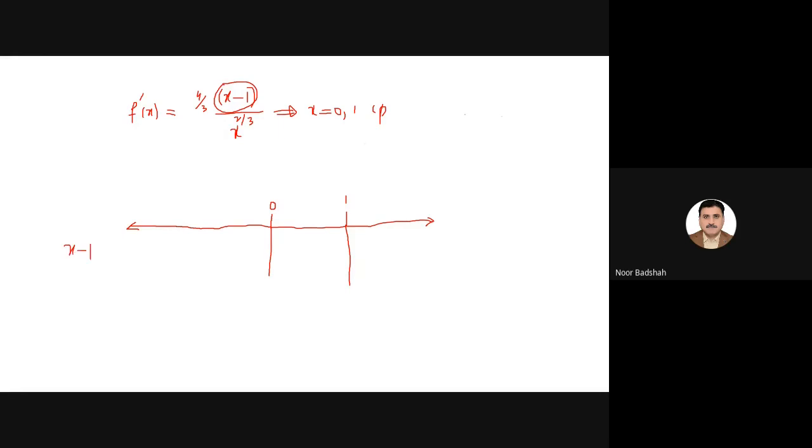You know x minus 1 will be greater than 0 if x is greater than 1. So to the right of 1, this will be positive, plus, plus, plus, and so on, while to the left, it will be negative.